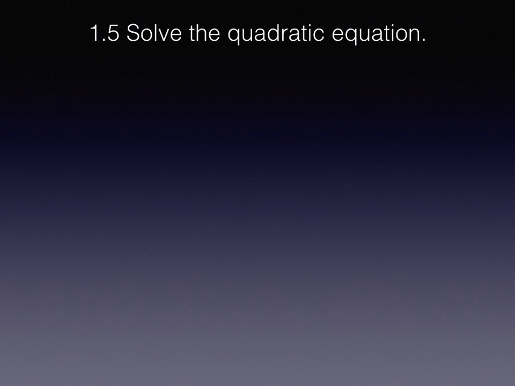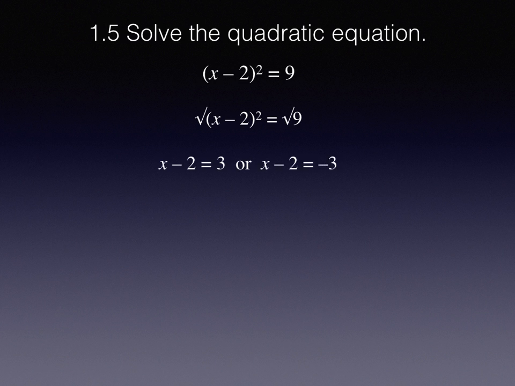Here we're solving a quadratic equation, and we're going to do this by taking the square root of both sides. When I take the square root of x minus 2 squared, I get x minus 2. The square root of 9, though, remember, will be 3 or -3. So here are two equations. Let's add 2 to both sides to solve the equations for x.